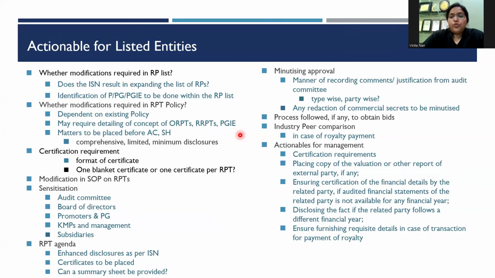Firstly, do I need to revisit my RP list? The answer is no. I'm not identifying new RPs, but certainly I need to map the promoter group interested entities, PGIE, within my RPs. So that becomes an actionable. We need to revisit our RPT policy to ensure that it is aligned with the industry standards note.